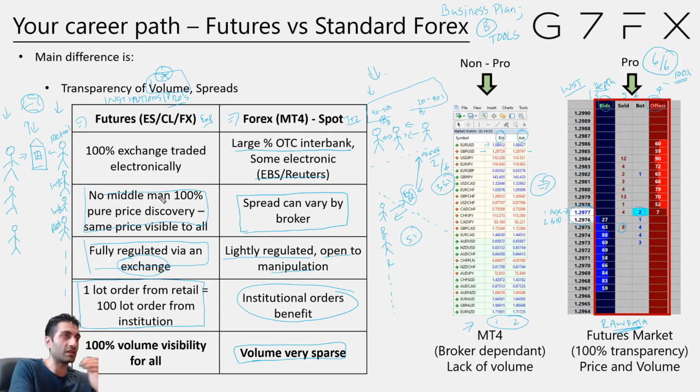It's 100% price discovery. So in essence, it's 100% exchange traded. It's electronic. Used to be people shouting previously, and it's just full transparency. So 100% volume visibility for all. So I think that's pretty much everything. Just to conclude, I've said spreads here.